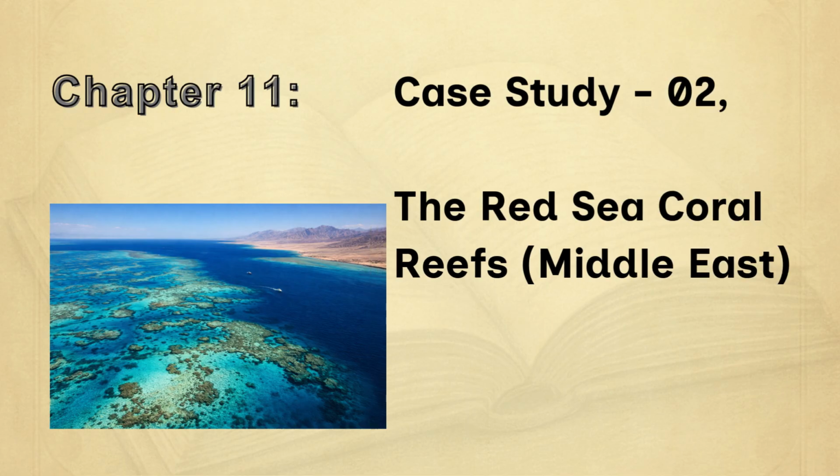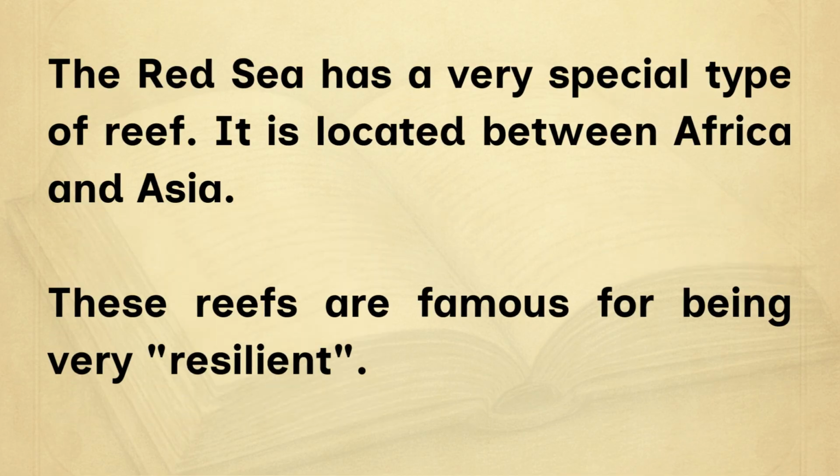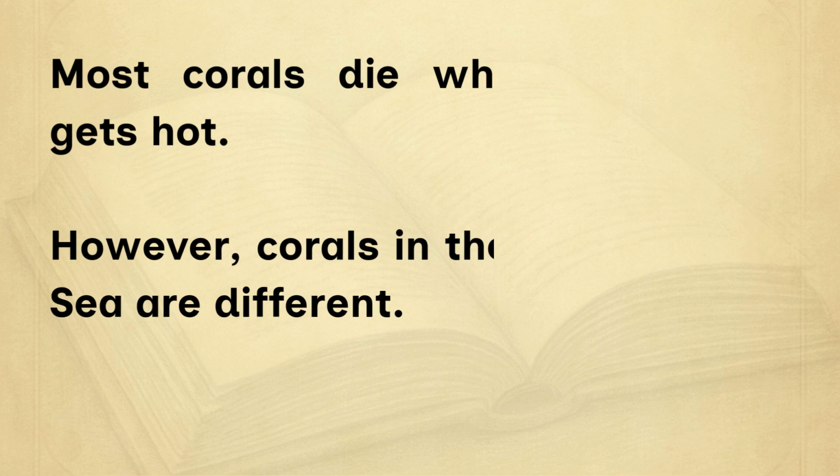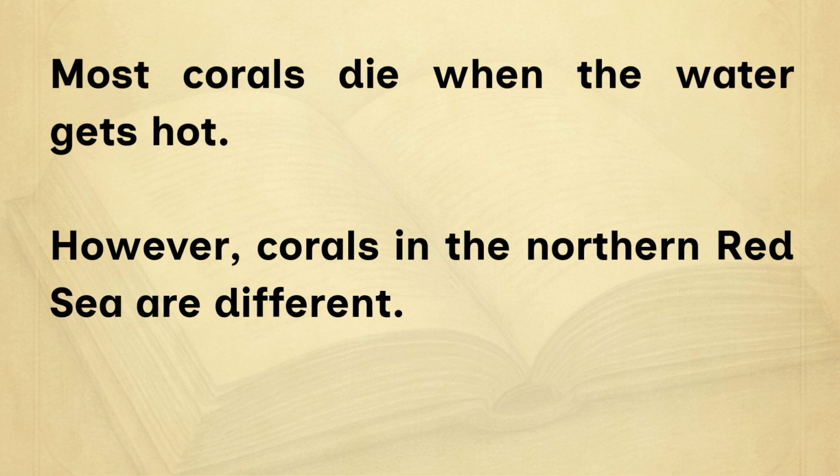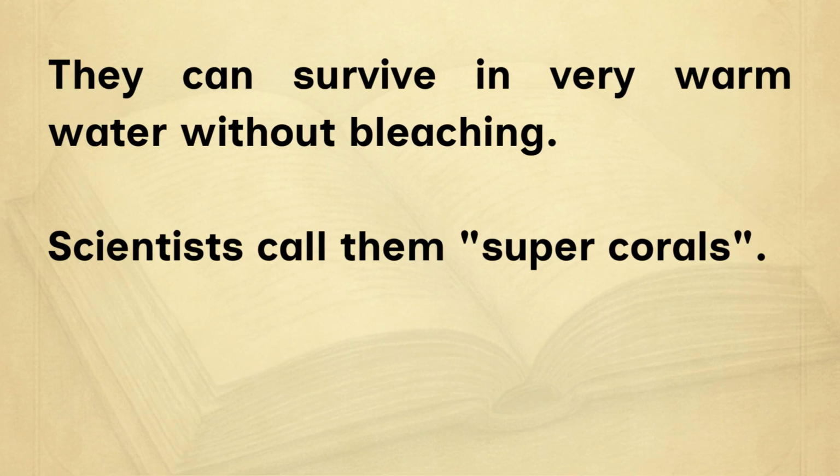Chapter 11. Case Study 02. The Red Sea Coral Reefs, Middle East. The Red Sea has a very special type of reef. It is located between Africa and Asia. These reefs are famous for being very resilient. Most corals die when the water gets hot. However, corals in the northern Red Sea are different. They can survive in very warm water without bleaching. Scientists call them supercorals.